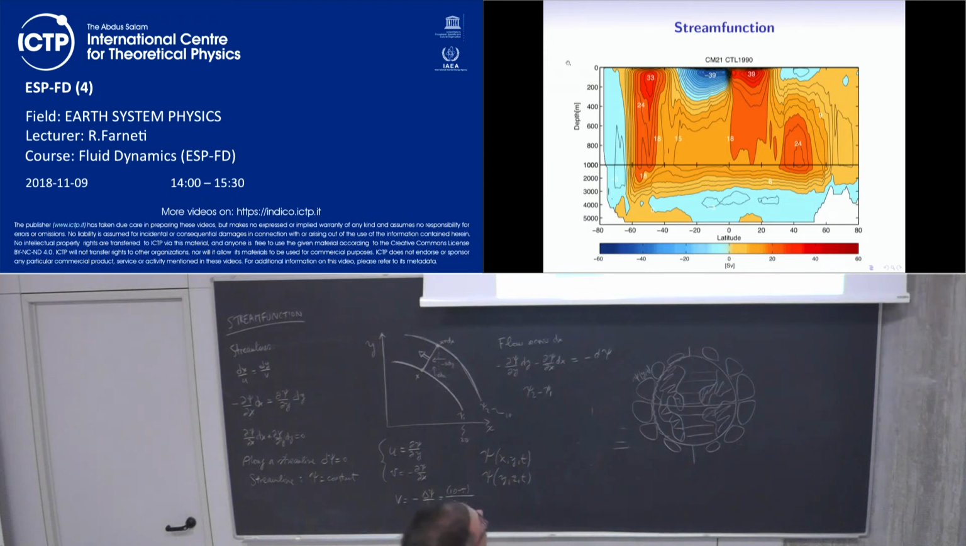Okay, so every time you see a plot like this of the ocean or a plot like this of the atmosphere, you know it's a stream function, and with a stream function, just with the numerical value of the stream function, you know the total flux in between 2 stream functions or streamlines.